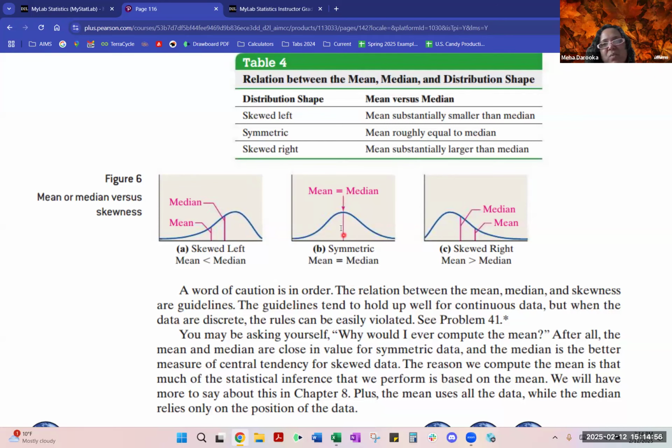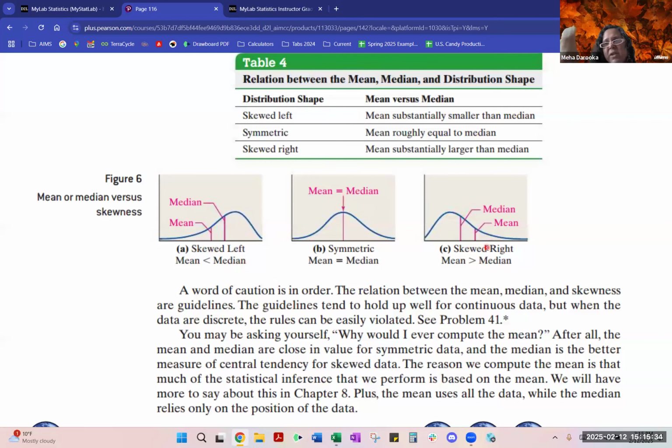Alrighty, guys, you will see when we are looking at a symmetric shape of a distribution, your mean and your median will be equal to one another. So in a symmetric shape of a distribution, the mean is equal to the median. When your data is skewed left, which means you have the tail on the left-hand side, the mean is going to be on the left, which means the mean is going to be smaller than the median, because your median is going to be on the right. So the value of the mean is going to be smaller than the value of the median.